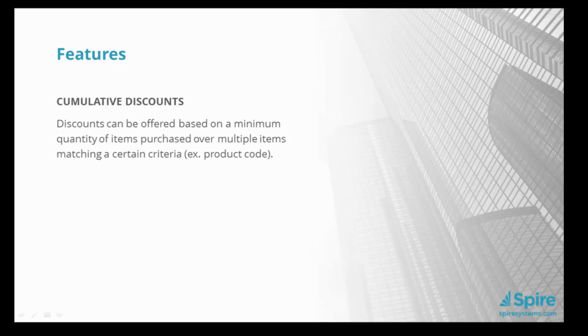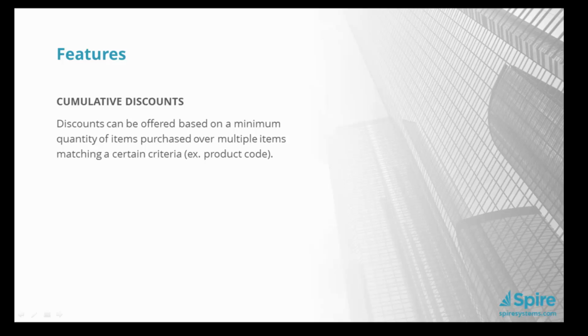The price matrix has something called cumulative discounts. It can be offered based on minimum quantity of items purchased over multiple items matching a certain criteria. So if an item comes in a couple of different sizes and the user buys 6 of an item, they get a special price or discount.